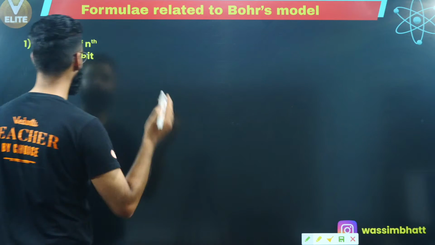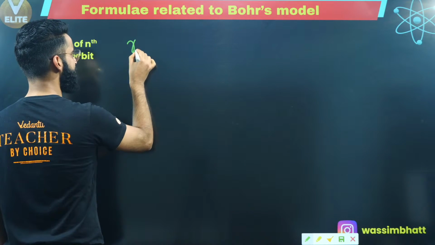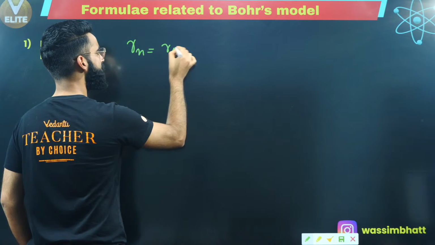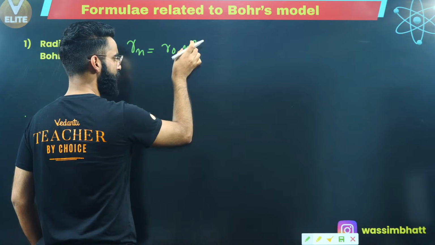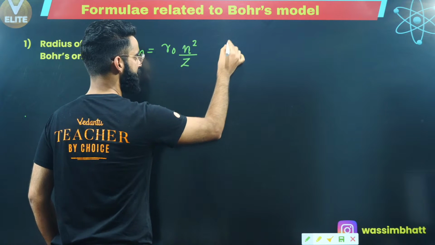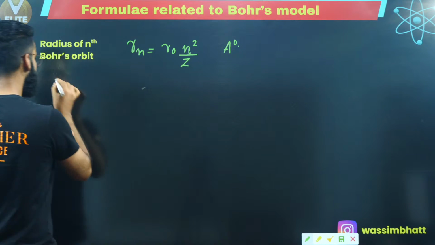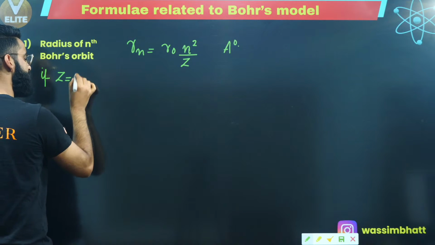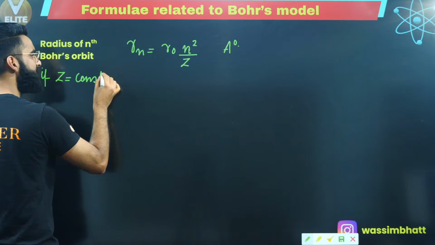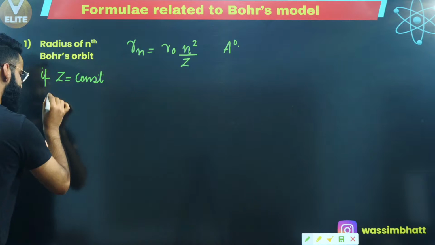So, I told you your radius of nth orbit is equal to r naught n square divided by z. See, this n is a variable quantity. This z is a variable quantity, right? First thing, if I keep z constant, on keeping the value of z constant, I need to plot a curve.